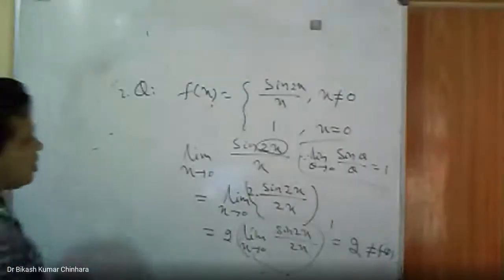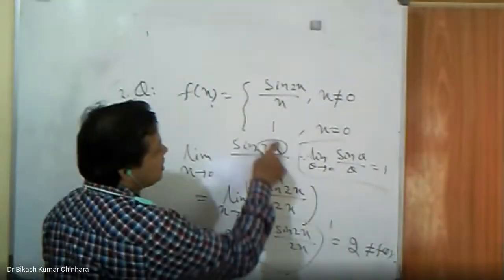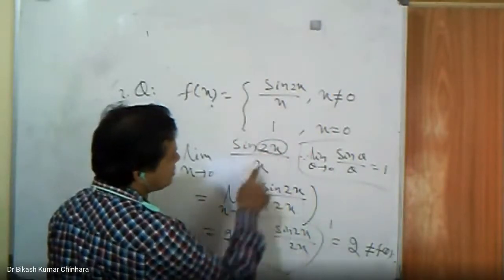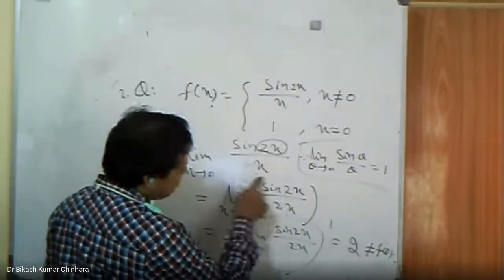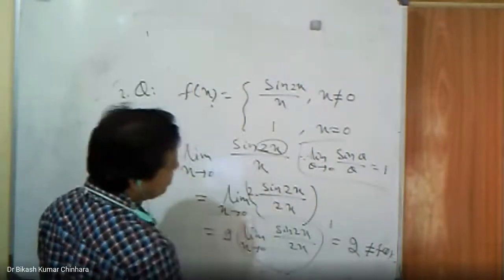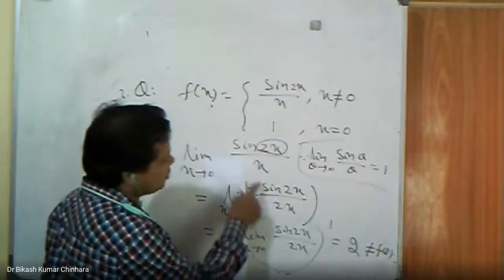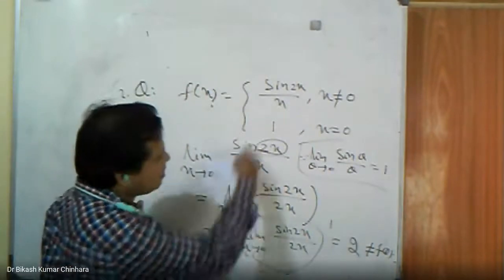So if theta is equal to 2x, in the denominator that should be 2x. It is x, but I can write 2x. Whenever I am writing 2x, I have to multiply by 2 because the 2 gets cancelled. So then the value will be the same.